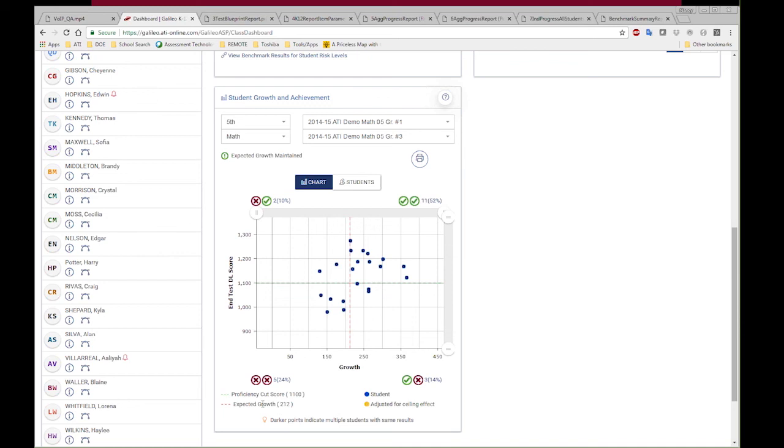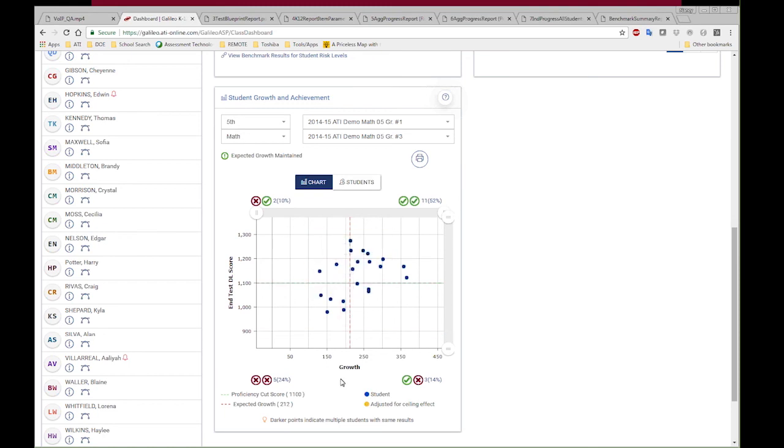What Galileo calculates as part of our analysis is a daily growth constant. This growth constant, you take and multiply it by the number of calendar days between your two tests. So if there were 90 days and the growth constant was 0.08, you would multiply that by 90 days, and that would come up with the growth constant, or the expected growth for that time frame. So here we expected the students to grow 212 points. There's your vertical line.